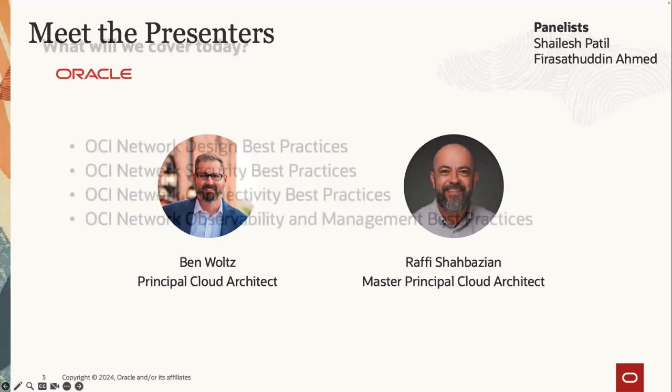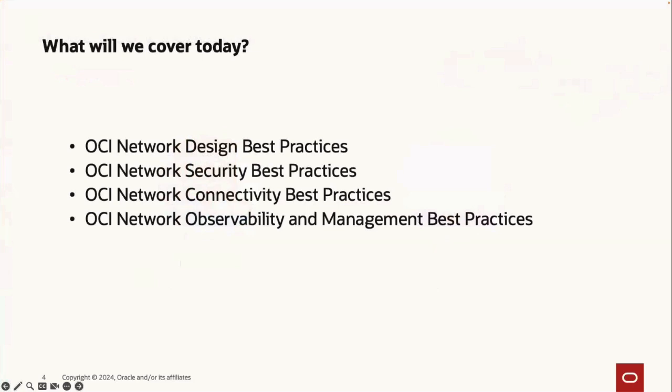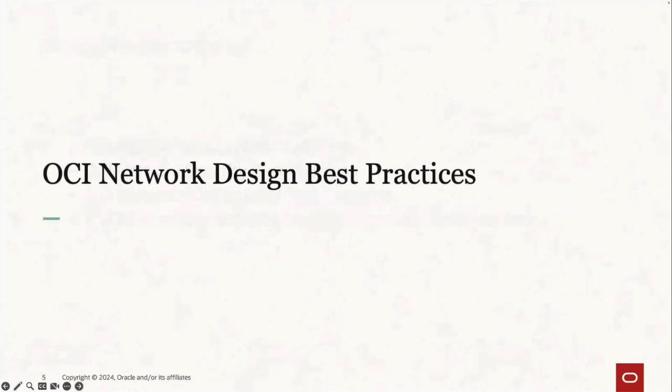So this is what we're going to cover today. These are best practices around OCI network and security. We've broken them down into four subcategories. The first one is network design, things you might want to think about early on in the process, designing the network and how you're going to deploy. Then we've got network security best practices, and network connectivity best practices, things around FastConnect and IPsec tunnels. And then we'll round it out with observability and network management best practices. So let's kick it off with some of the network design best practices.